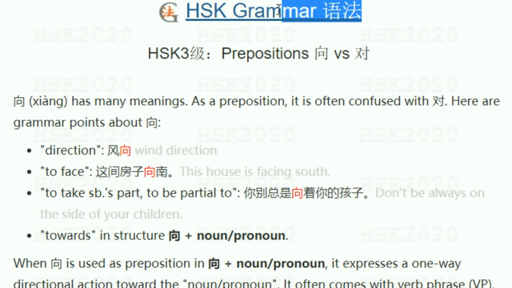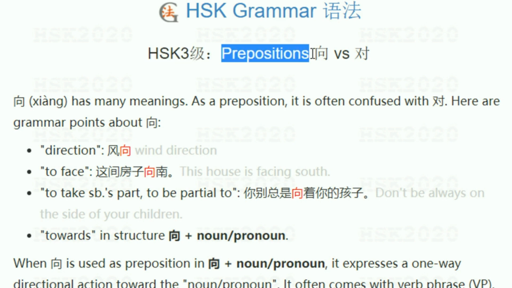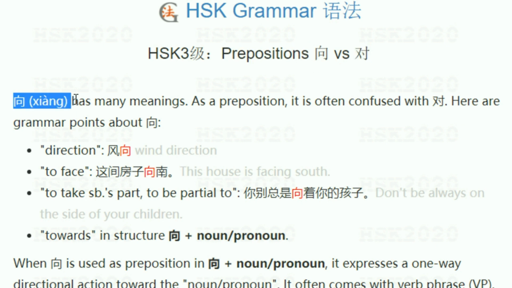HSK Grammar, HSK 语法. I am 老徐. HSK 三级语法: Preposition 向 versus 对. Character 向 has many meanings as a preposition and is often confused with another character called 对. Here we talk about some grammar points about this character 向.